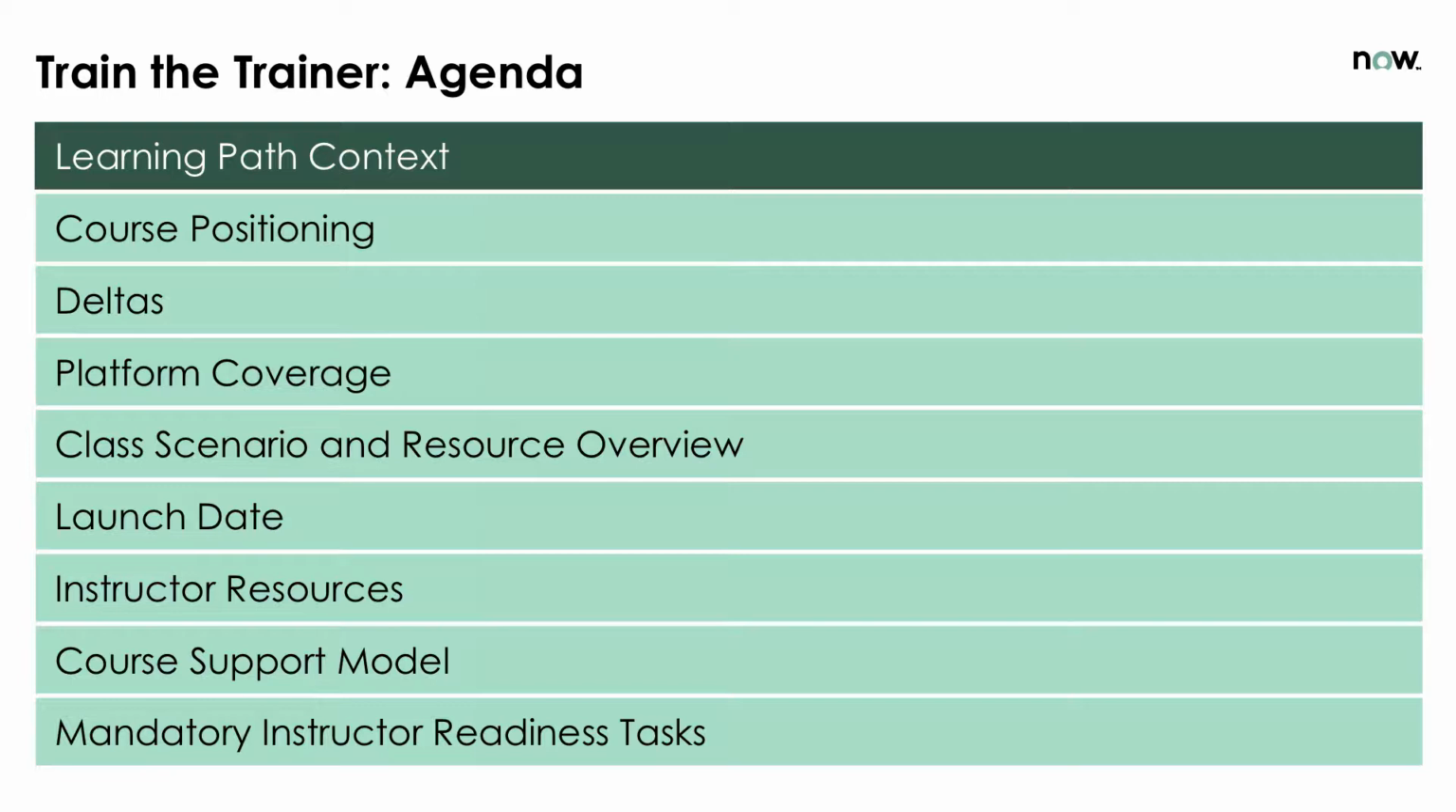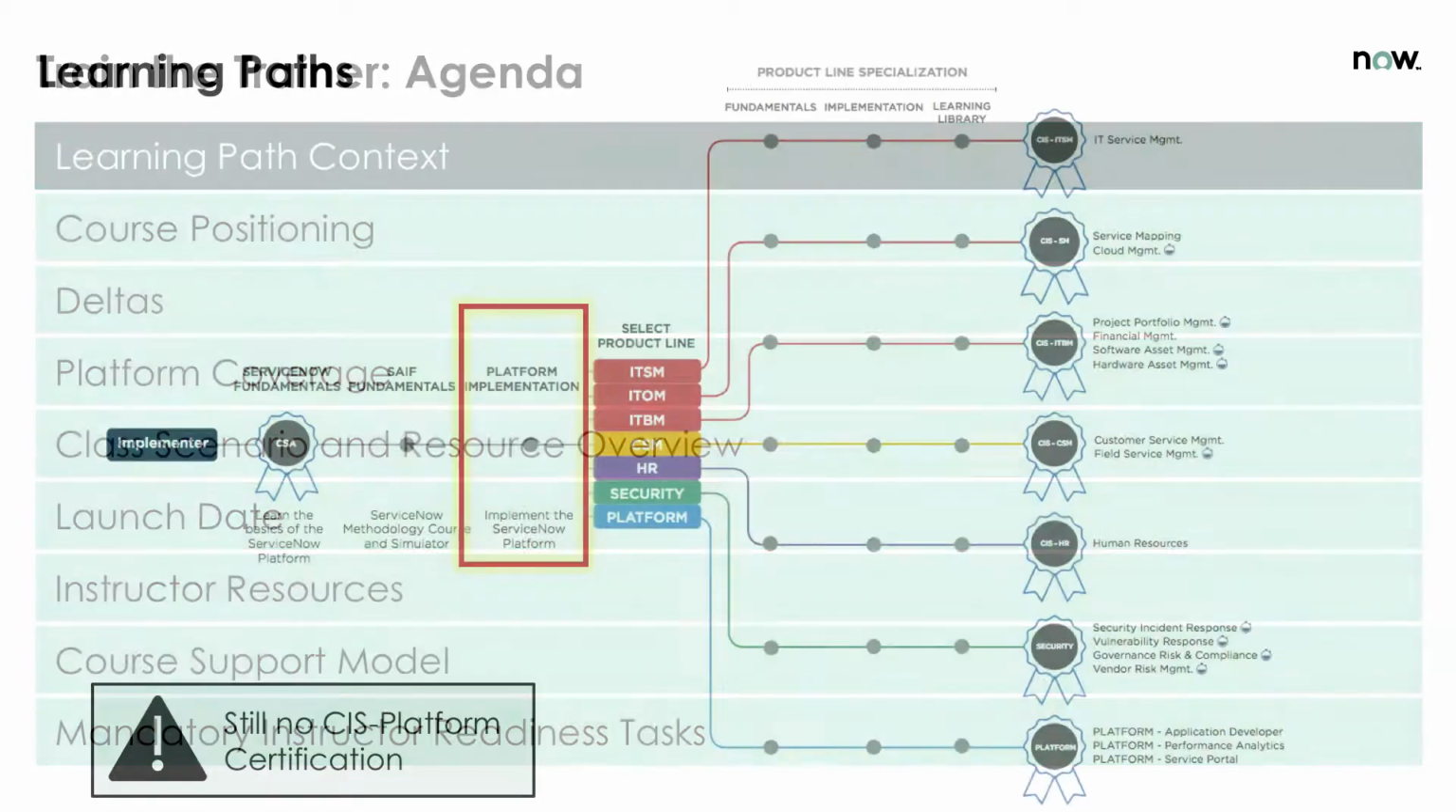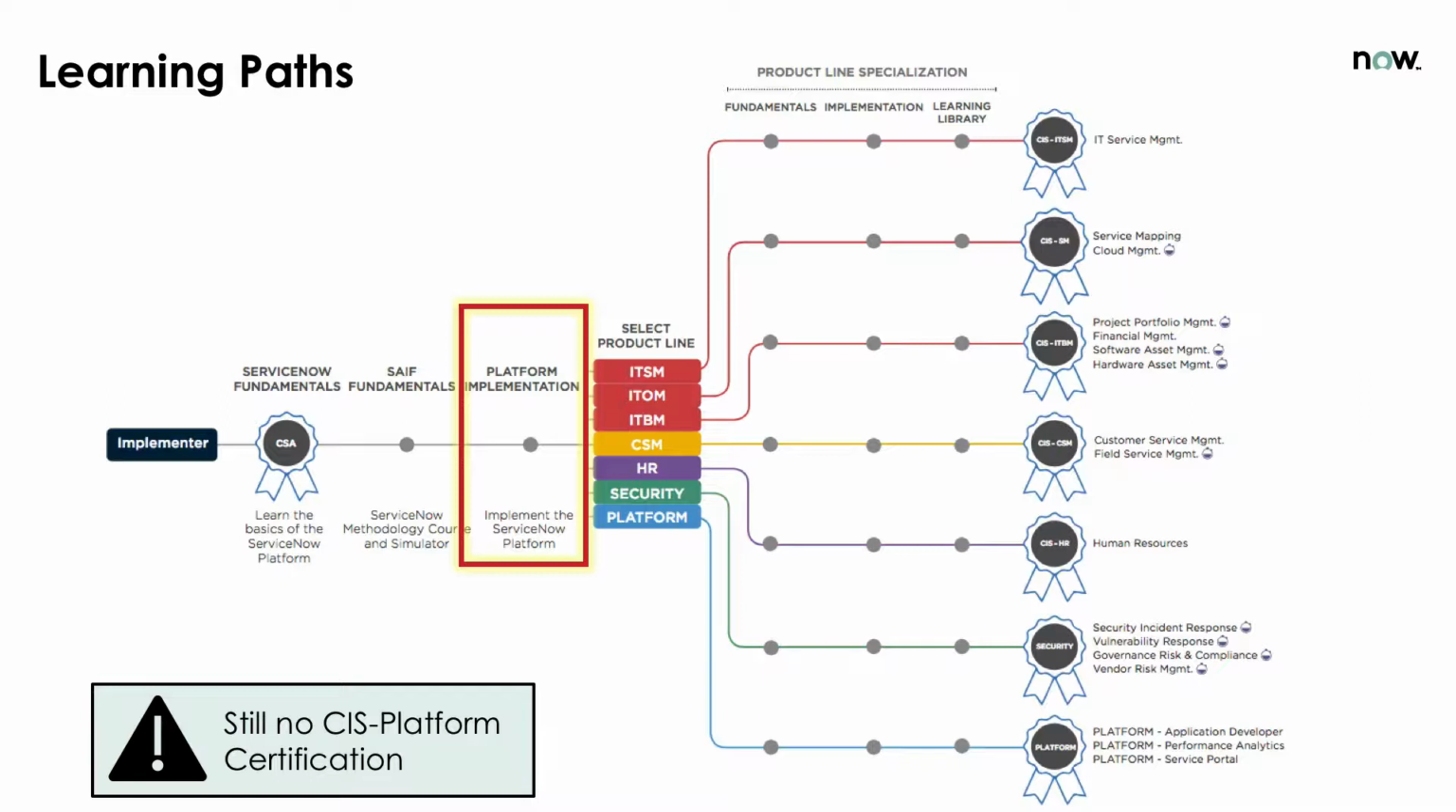To get started, let's look at the context of this course in the learning paths. If you'll notice, we are on the implementer path, so all students following this path must take ServiceNow Fundamentals or test out of it with the CSA certifications. We also have a self-paced SAFE Fundamentals course to examine our ServiceNow implementation methodology. From there, all students on this path should complete the platform implementation course before specializing in one of several product lines.